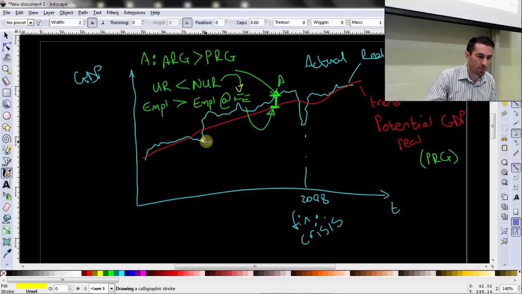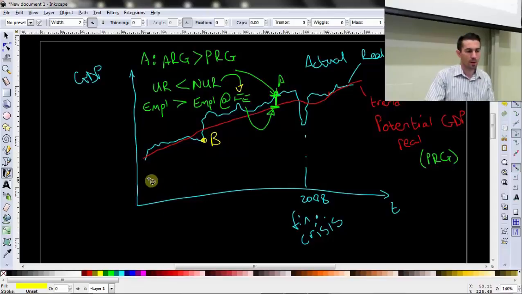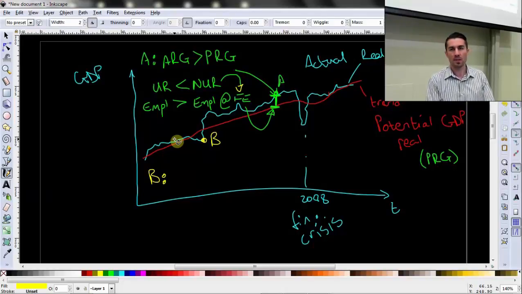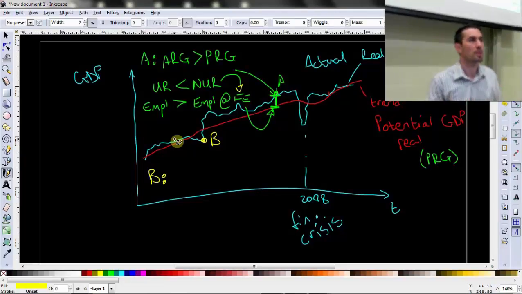What if we take a point like this point over here, call this point B. At point B, I would like you to tell me what's happening. Is actual real GDP greater than, less than, or equal to potential real GDP? Less than. Is the unemployment rate greater than, less than, or equal to the natural rate of unemployment? I definitely heard different answers there. Greater than, everyone happy with that? The unemployment rate is greater than the natural rate of unemployment. Okay, what about the number of people employed at point B? Would it be greater than, less than, or equal to the number of people that would be employed if we were at full employment? It would be less than. Great.